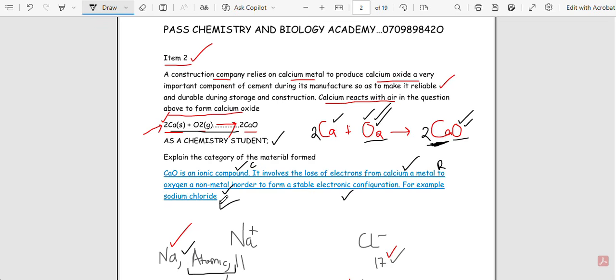You get that tick. Why? It involves the loss of electrons from calcium metal to oxygen non-metal. That is also a tick. That is a reason, so as to obtain a stable electronic configuration. Then you give an example. For example, sodium chloride. So sodium chloride is another example of ionic compounds. So that is how they answer. That is a sample question and how they answer.